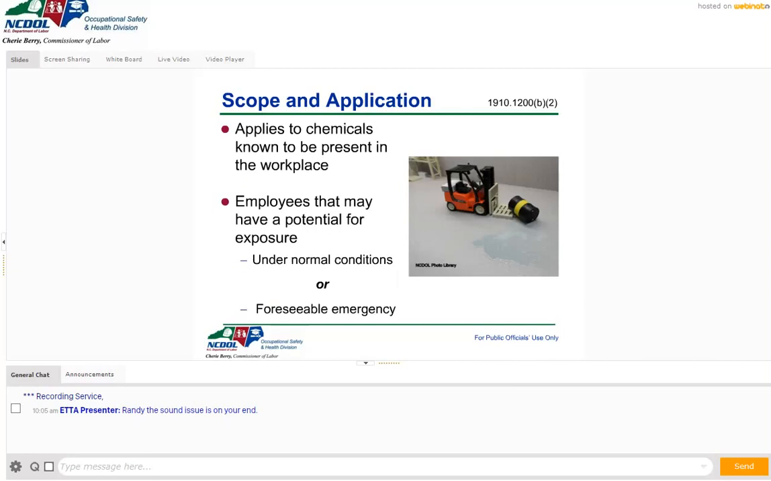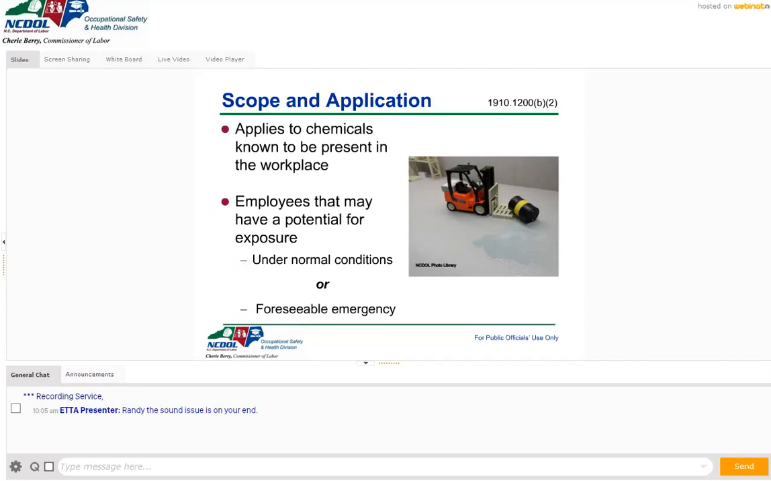So this standard applies to chemicals known to be present in your workplace. Now, if a chemical is not hazardous, it's not going to be within the scope of the standard. So it has to be a hazardous chemical. And then you have to think, do your employees have the potential to be exposed under normal business conditions or in an emergency?